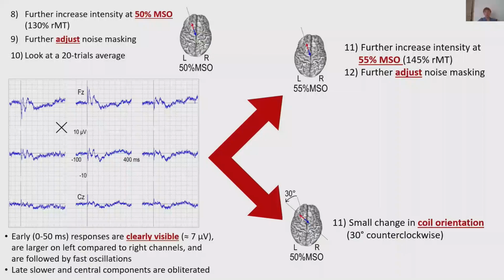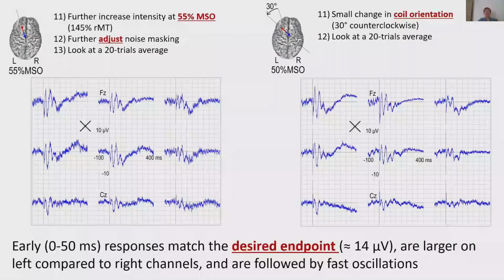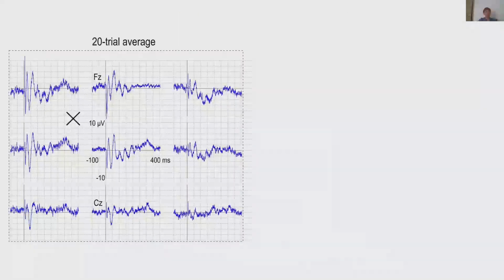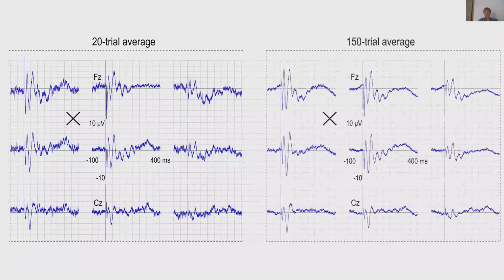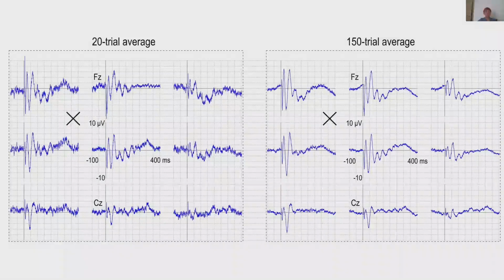In both cases, we will obtain early responses with an amplitude that matches the desired endpoint, responses that are larger on the left compared to right channels and are followed by fast oscillations. If average TEPs show these characteristics after averaging 20 trials only, at the end of a full session of 150 trials, results can just be better.